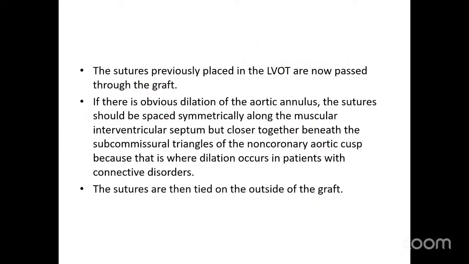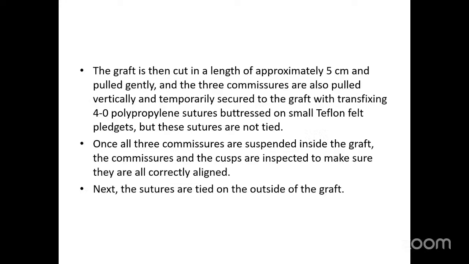The sutures previously placed are now passed through the graft. If there is obvious dilatation of the aortic annulus, the sutures should be placed symmetrically along the muscular interventricular septum, but closer to each other beneath the subcommissural triangles of the non-coronary aortic cusp, because that is where dilatation occurs in patients with connective tissue disorder. The sutures are then tied on the outside of the graft.